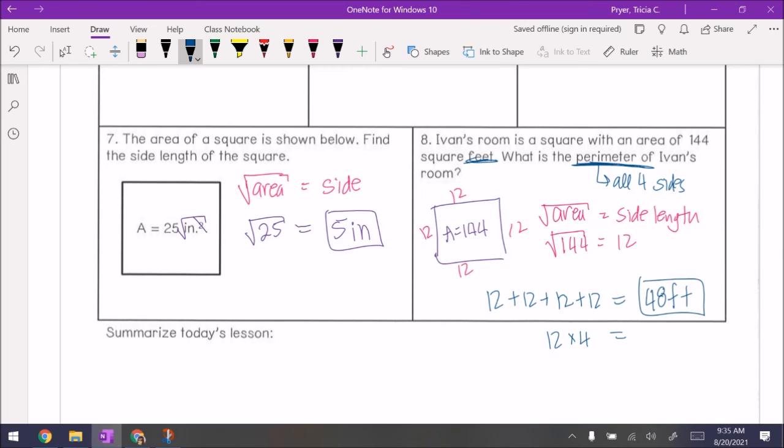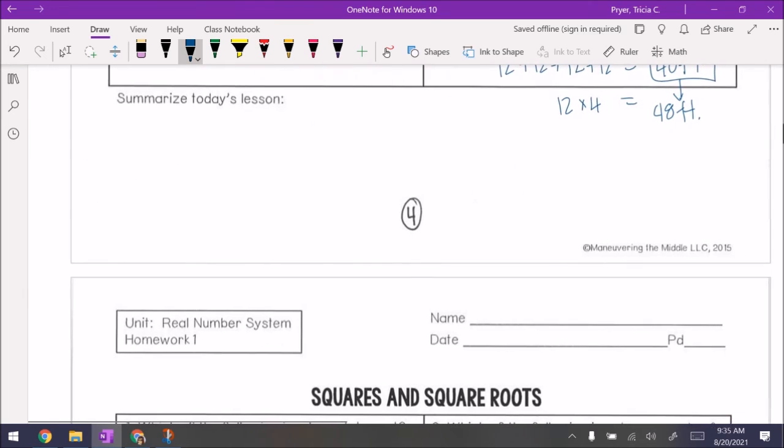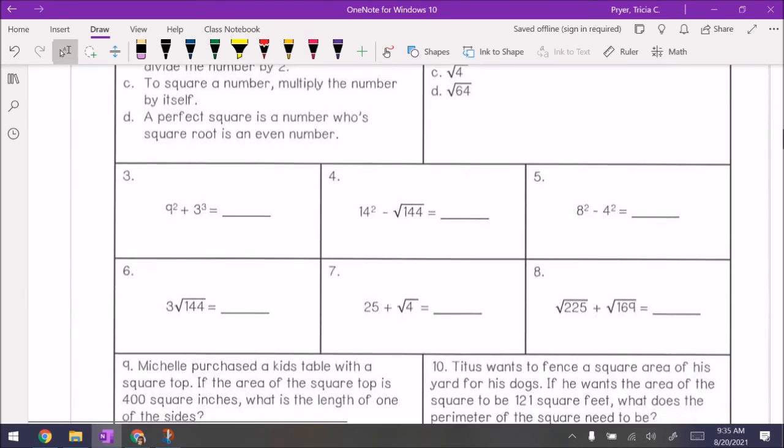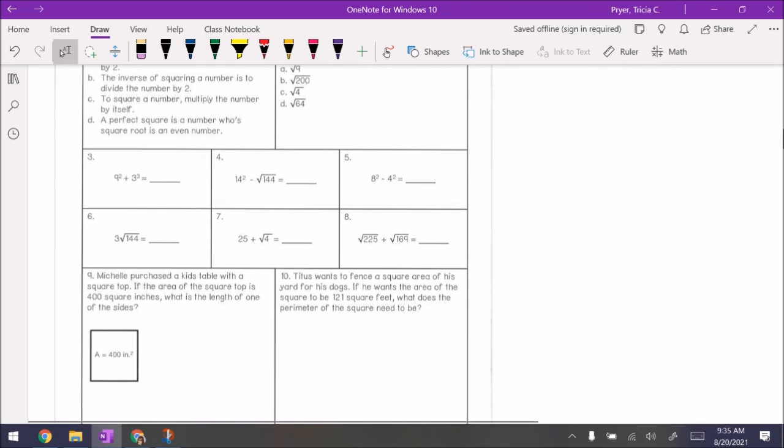48 feet. Same thing. Okay. You guys, you finished your first Math 8 lesson. Congratulations. Yay. Okay. Now you have way too much time to work on your homework.